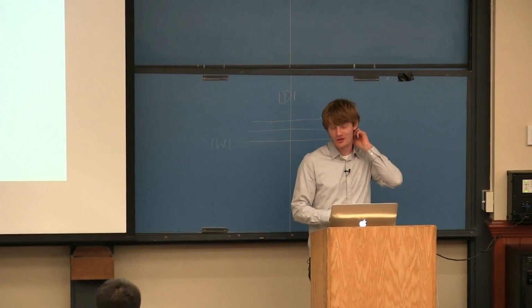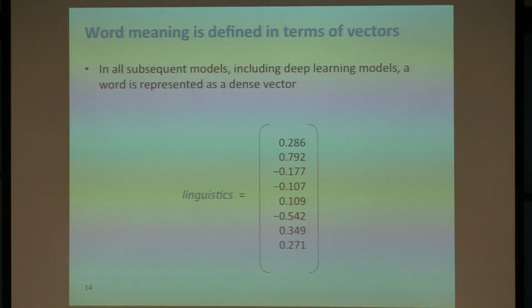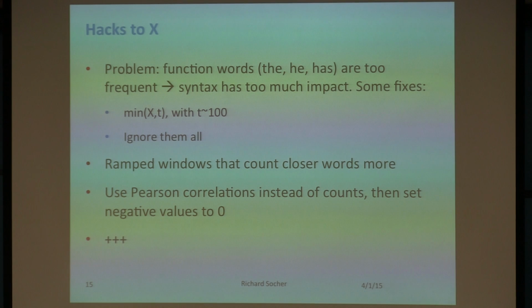Great. OK, so just to reiterate this, in all the subsequent models from now on, including all the deep learning models, a word will be represented as this dense vector. Of course, nothing is as simple as I just described it in the very first iteration. So really, when you create this entire matrix, you have function words like the, he, and has. There are only a finite amount of them, only so many personal pronouns, only so many determiners like the, and they're way too frequent in the data set.